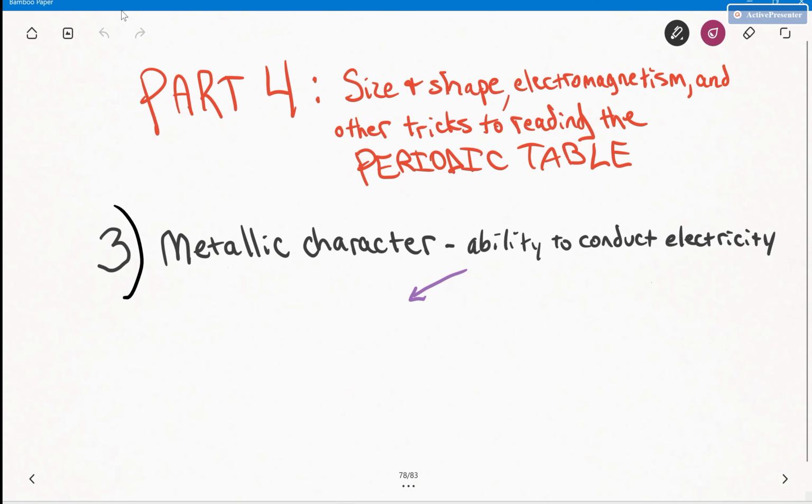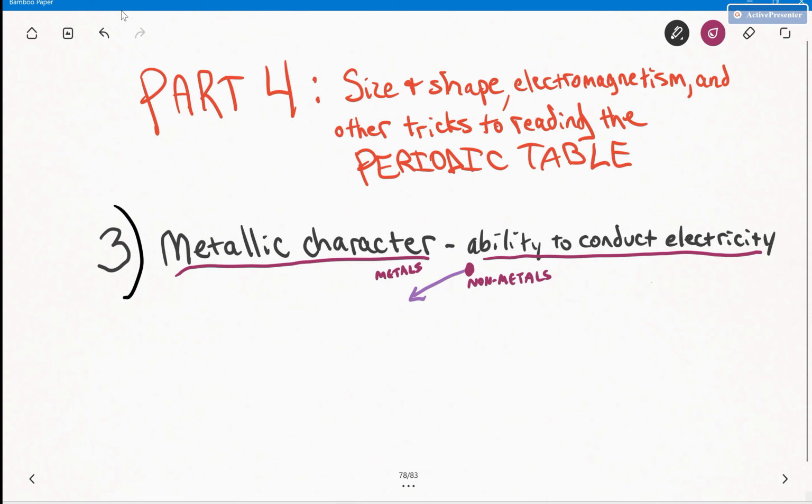Okay, so number three, metallic character. So metallic character is pretty much measured by its ability to conduct electricity, because you know metal is a great electricity conductor. And the least metallic character is going to be up in the nonmetals at the top of the periodic table, of course, because these are where the nonmetals are. So of course that's going to have the least metallic character. And the metals are over on the left. So of course, the further left you go on the periodic table, the more metallic character you're going to have from that element.